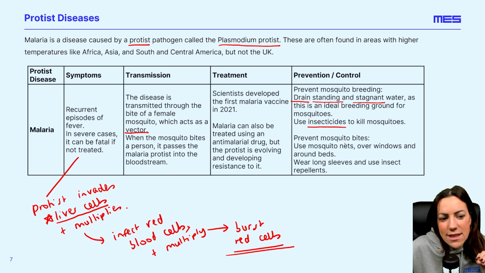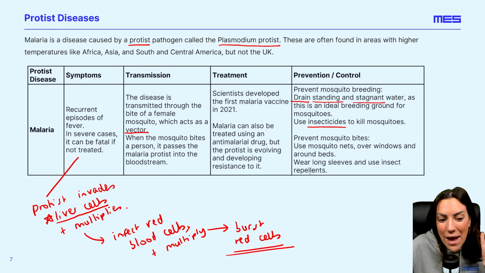You could also try to prevent the mosquitoes biting you. So using mosquito nets over windows, they can't get in. Putting mosquito nets around the bed so they can't bite you while you're sleeping. Wearing long sleeves, just generally keeping your body as covered as you can.